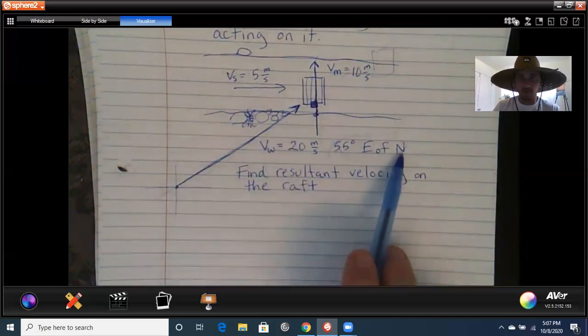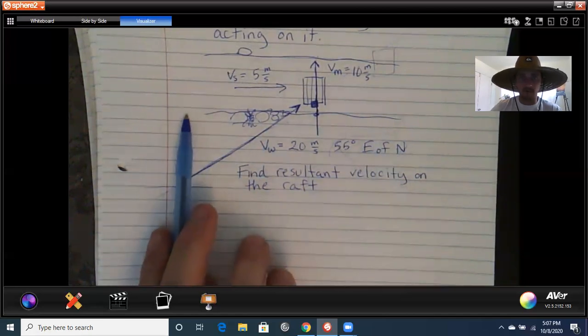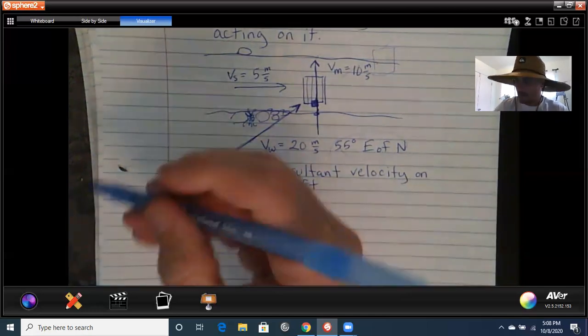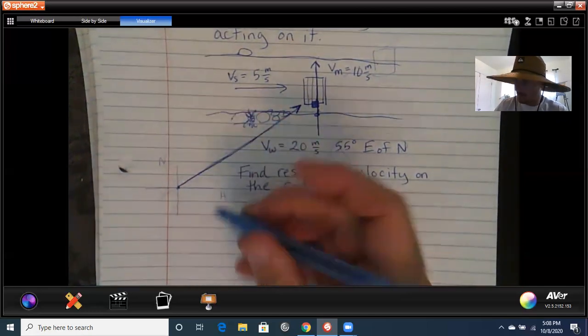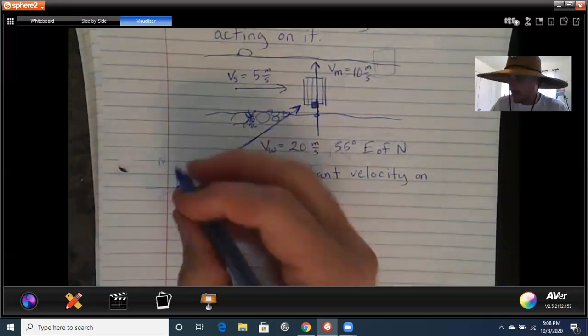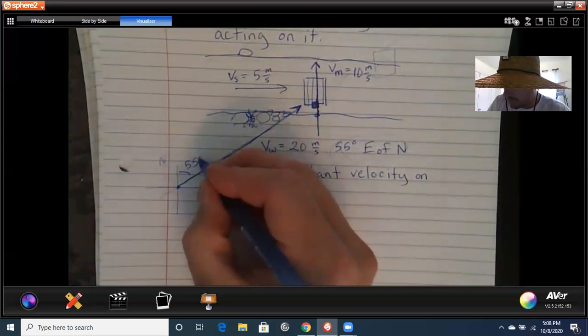Who do you belong to? You are of the north. You belong to the north and you swing to the what? The east. You're up, that's an E right there. You're of the north and you swing to the east. This is your 55 degrees right here.